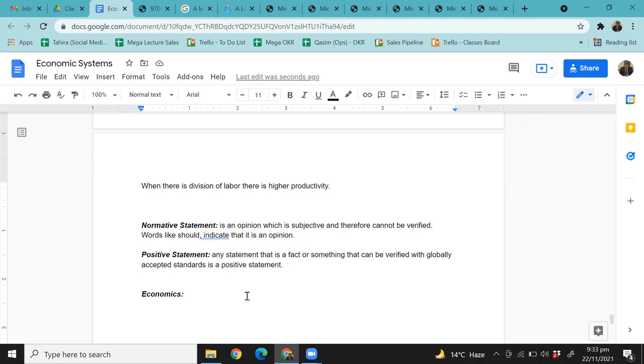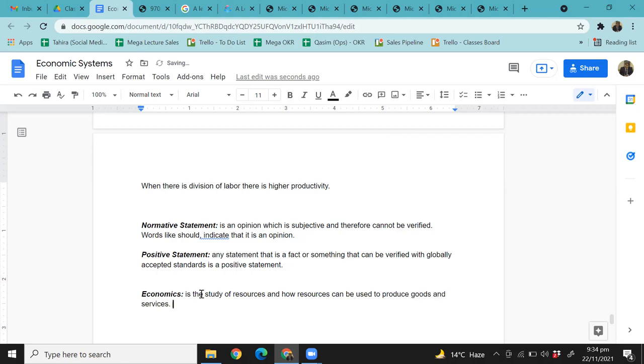So economics is the study of resources. The simplest definition that economists have come up with for the word economics is that economics is the study of resources and how they can be used to produce goods and services.